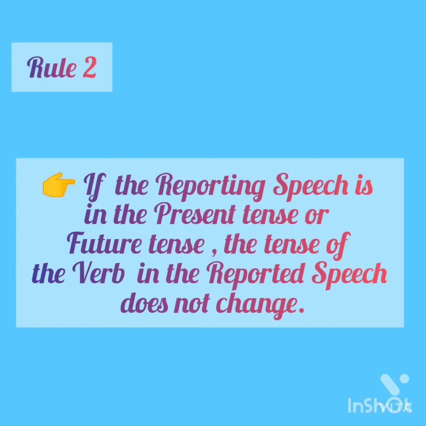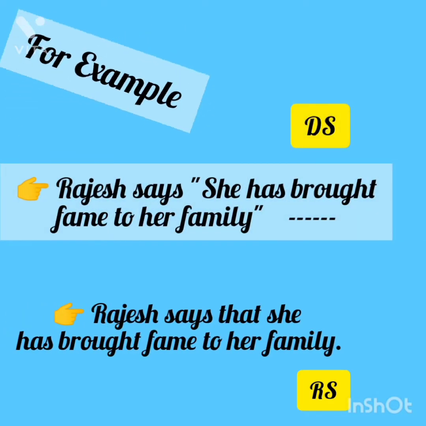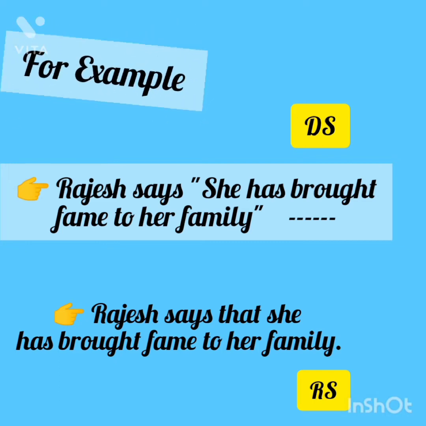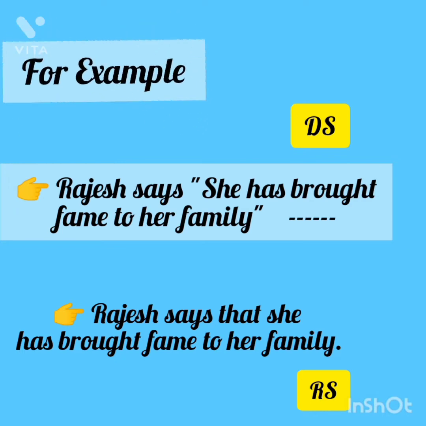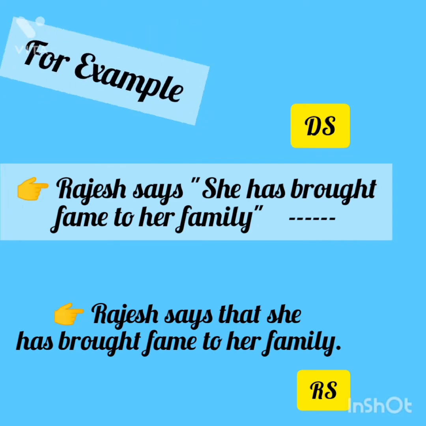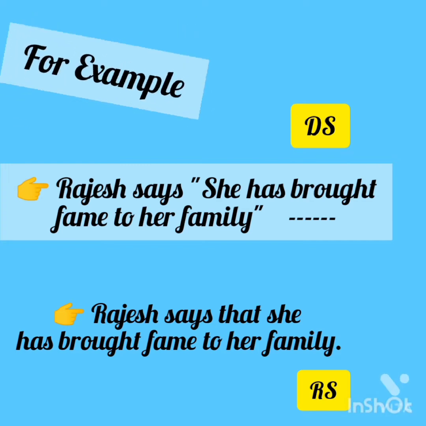Now the second rule we have to keep in mind while converting the sentences is if the reporting verb is in the present tense or future tense, the tense of the verb in the reported speech does not change. Now an example for this rule. Rajesh says, "She has brought fame to her family." This is the direct sentence. Now when it is changed into indirect sentence, it will be: Rajesh says that she has brought fame to her family. Now you can see over here in the sentence the tense has not changed.